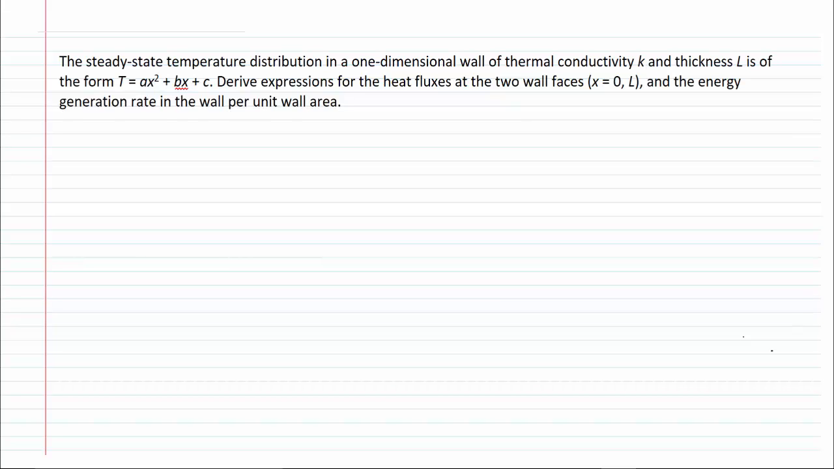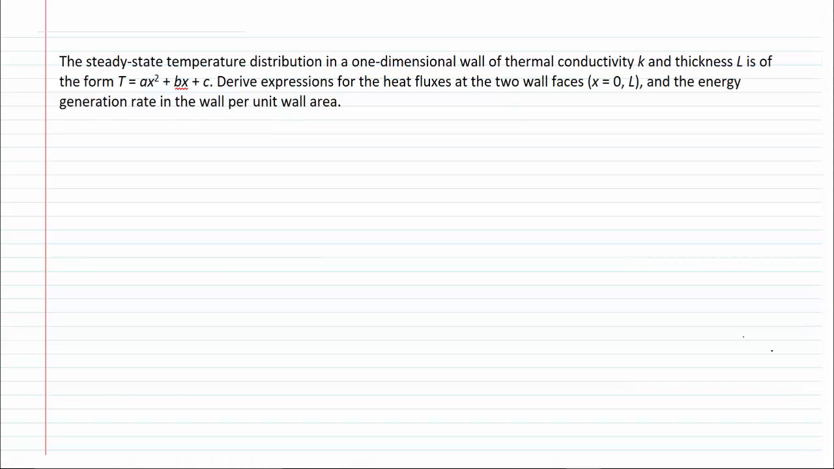Problem statement. The steady state temperature distribution in a one-dimensional wall of thermal conductivity K and thickness L is of the form T equals ax squared plus bx plus c. Derive expressions for the heat fluxes at the two wall faces x equals 0 and x equals L, and the energy generation rate in the wall per unit wall area.